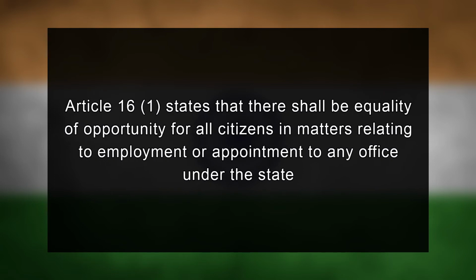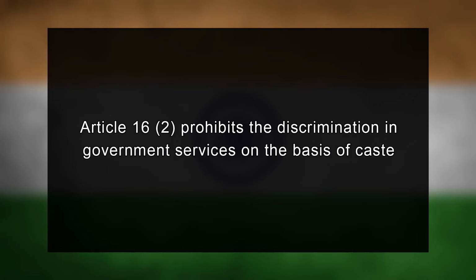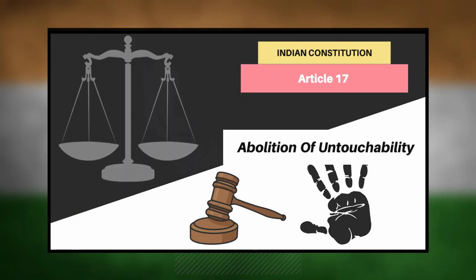Article 16(1) states that there shall be equality of opportunity for all citizens in matters relating to employment or appointment to any office under the state. Article 16(2) prohibits discrimination in government services on the basis of caste. Article 17 of the Indian Constitution abolishes untouchability.